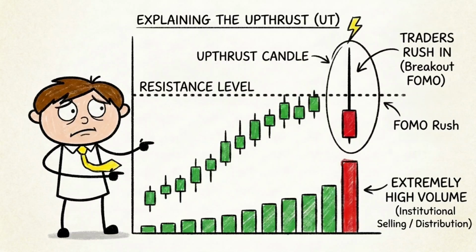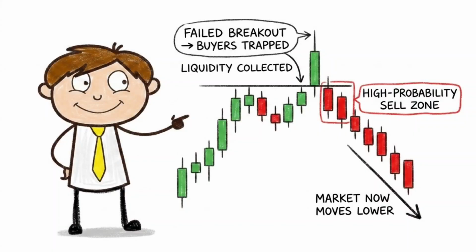Another key signal is the upthrust. Price breaks above resistance. Traders rush in expecting a breakout, but then the candle closes back below resistance and volume is extremely high. That tells you the breakout failed. Liquidity was collected, buyers got trapped, and the market may now move lower. This is a classic high-probability sell zone.